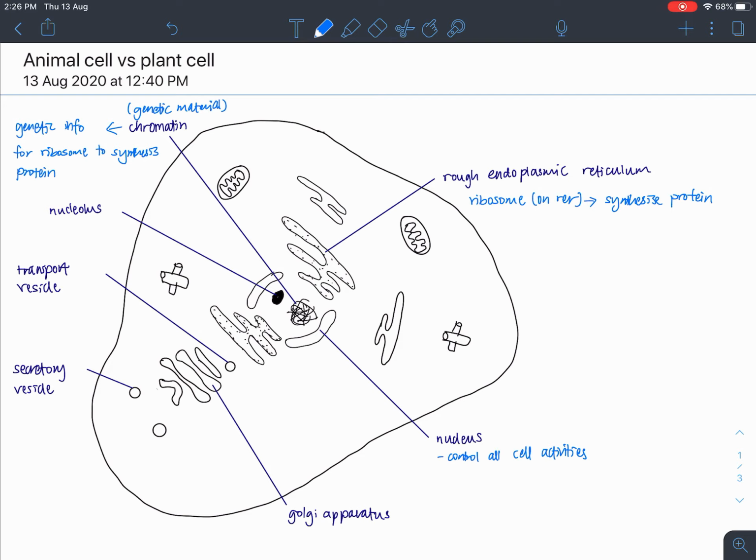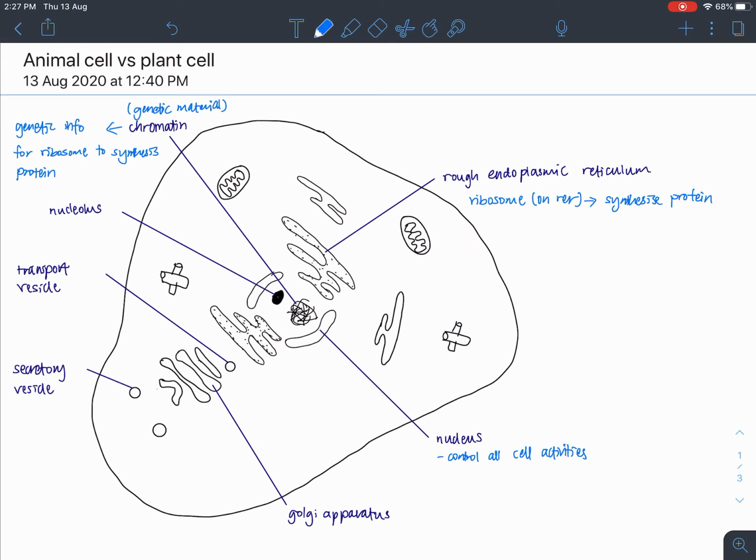Synthesize is like produce. Please don't mess up the spelling. This is synthesize. Synthesis is this one. Synthesis is a noun: site for protein synthesis. Synthesize protein: synthesize is the verb.